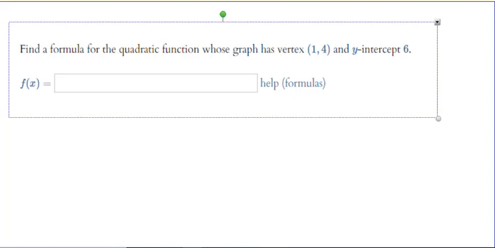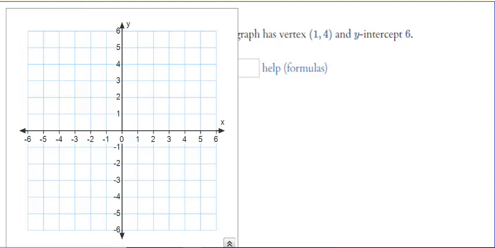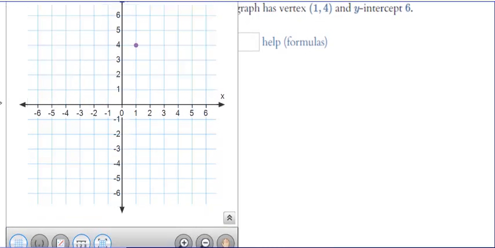Let's do one more, because this one kind of gets you where you need to be. And note they only gave us 2 points, right? So I need to show you how to get the third point. Now, let me grab graph here. And they tell us we have a vertex of 1, 4, and then a y-intercept of 6. So that's up here.